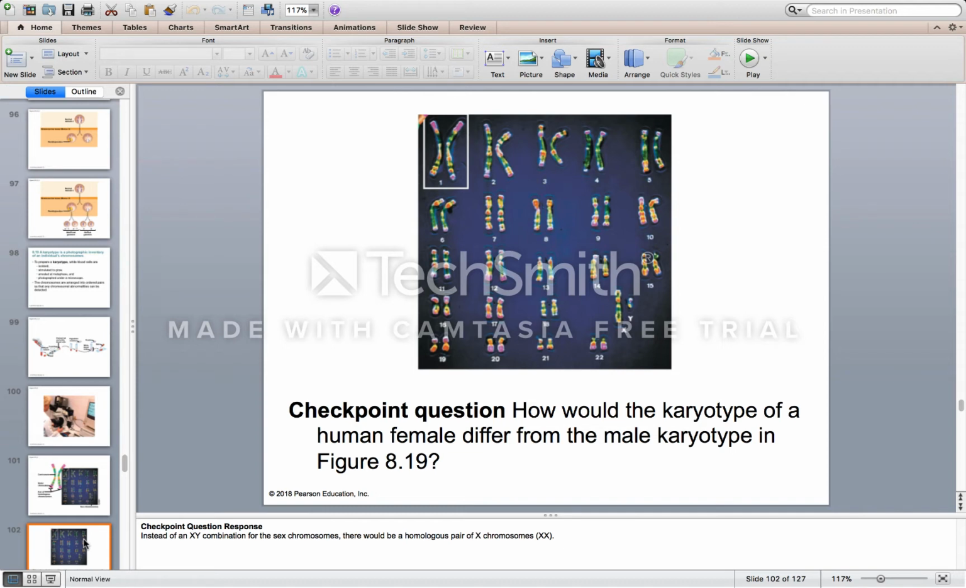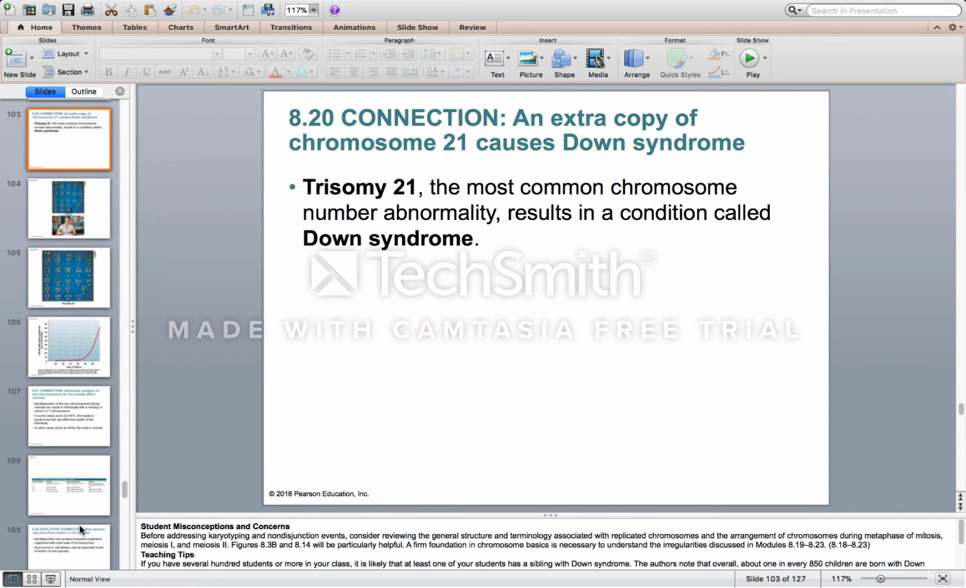So we got a checkpoint. How would the karyotype of a human female differ from the male karyotype in figure 8.19? All right, so we got the 23rd pair, right? So the female will have what? An X and an X. So 2 of these. And obviously the male is just as is. So again, instead of an XY combination, you're just going to have an XX homologous pair of chromosomes. Keep going along. This is very important, guys.